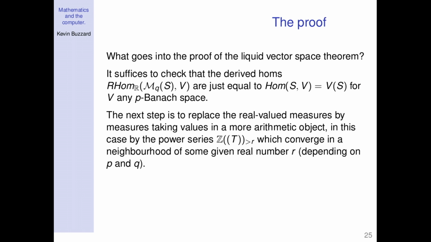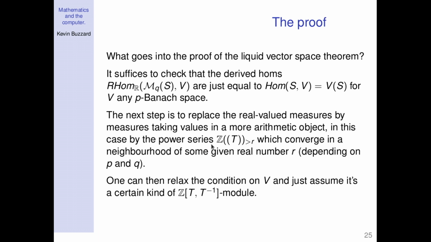And those power series, that's a very discrete type object. On the other hand, if you take a power series that converges at r and you evaluate it at r, you get a real number, and then you get some surjection from this discrete type thing onto the real numbers. And so the next thing you do is you pull back from the real numbers to this funny space of power series. So now V doesn't have to be a real vector space anymore because I've replaced M_Q of S by a more discrete thing.